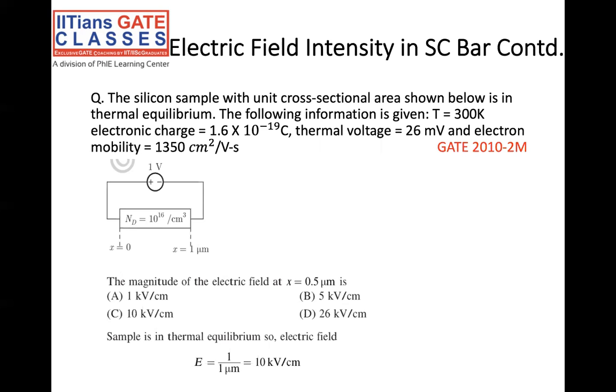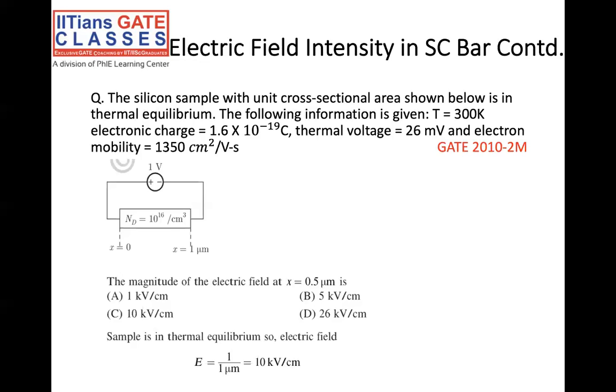So in this case, if we don't know this concept, we'll simply apply the voltage applied, 1 volt, divided by the length, which is x equal to 0.5 micrometer. That is not the correct way. As I told you, the electric field intensity is a constant throughout the semiconductor bar. So whatever the electric field at x equal to 1 micrometer will be the same value at all other points on the semiconductor bar.